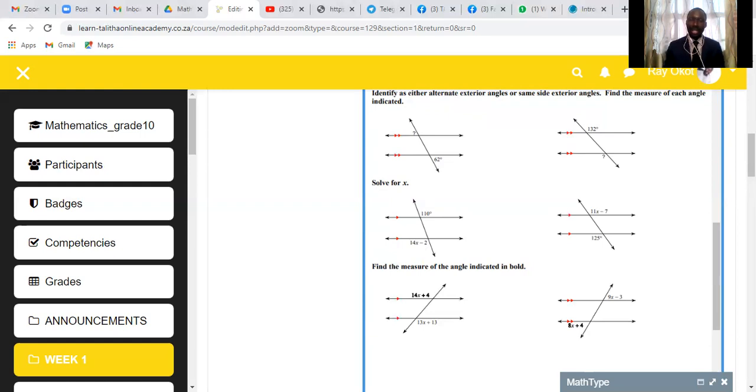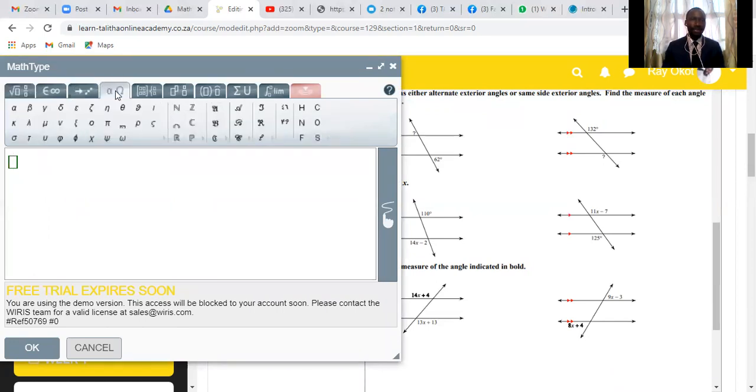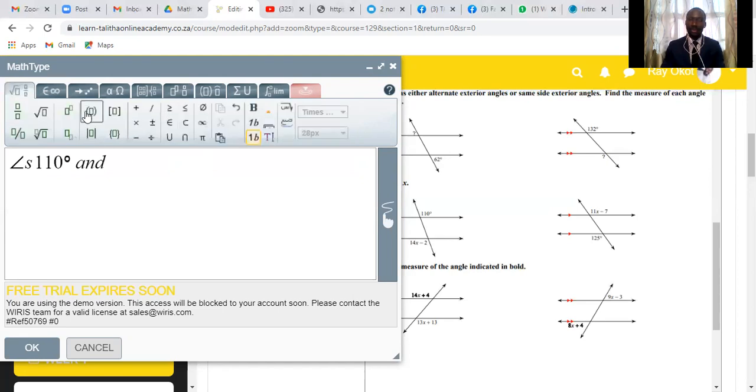Well, we say 110 degrees, okay? The angles 110 degrees and 14x minus 2, let's put this one in the bracket, 14x minus 2, also in degrees.